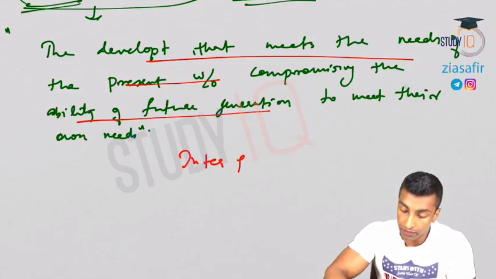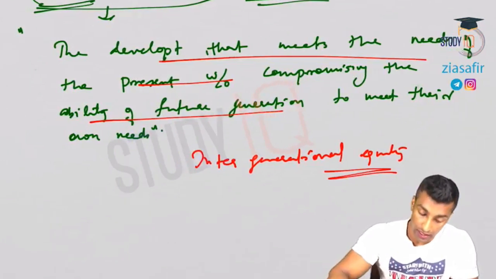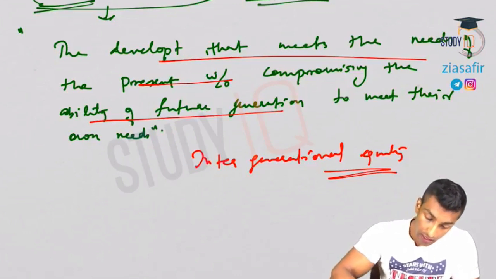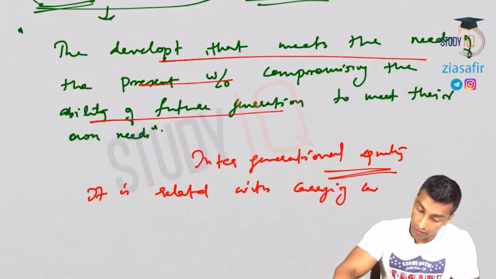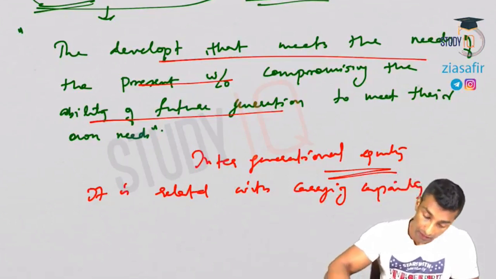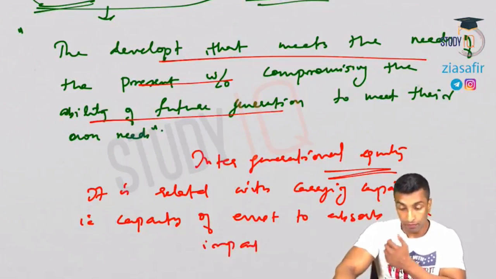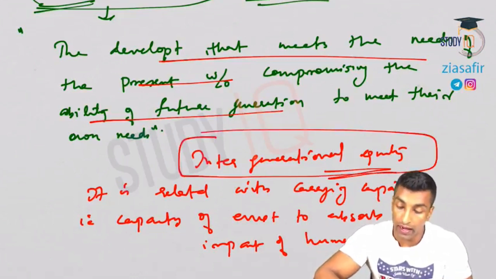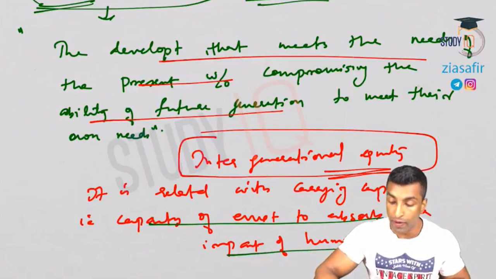So it calls for intergenerational equity. So you have to keep a limit on carbon dioxide emission. So there is a limit for environment. So it is also related to or connected with the carrying capacity of the environment. Carrying capacity, that is the capacity of the environment to absorb the impact of human activities. See, this term is important, this carrying capacity. It is the capacity of the environment to absorb the impact of human activities.